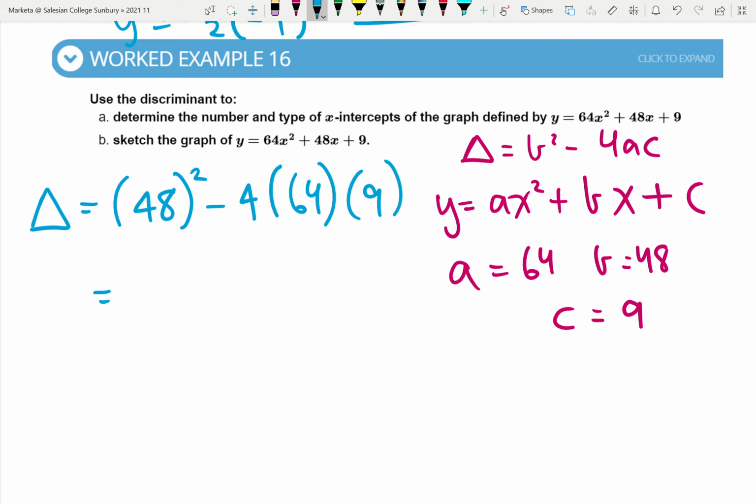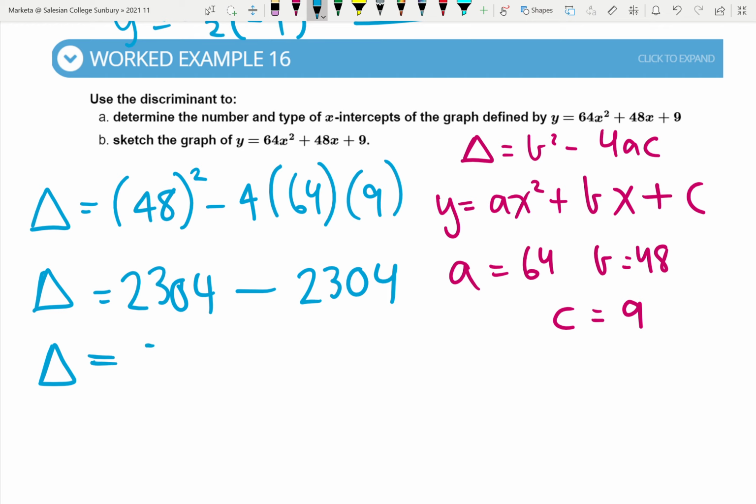Okay, so this is going to be 2,304, 48 squared, and all right, so 2,304 as well. So what we get is the discriminant equals 0, and let's think about what that tells us. It means that there's going to be one solution.